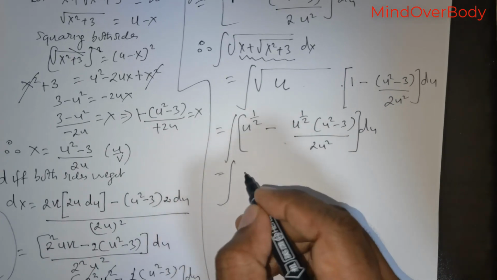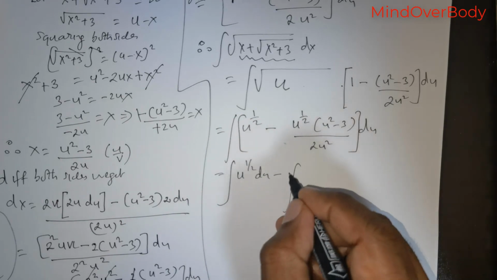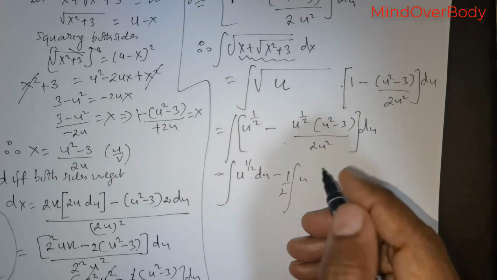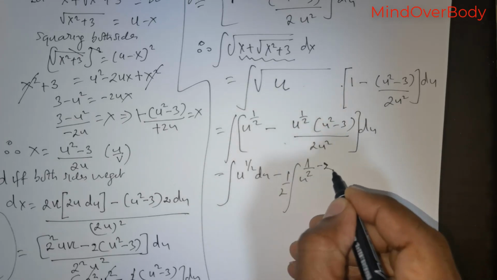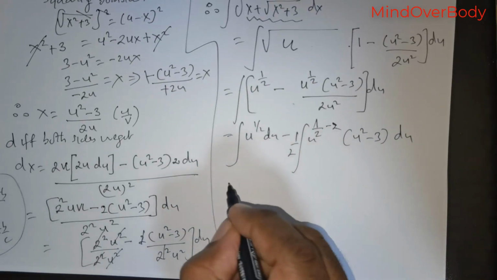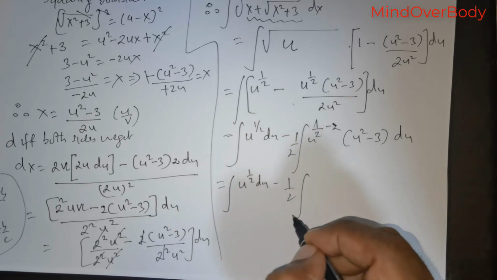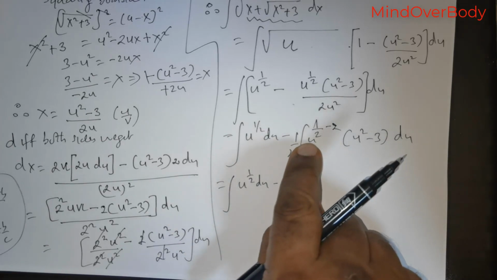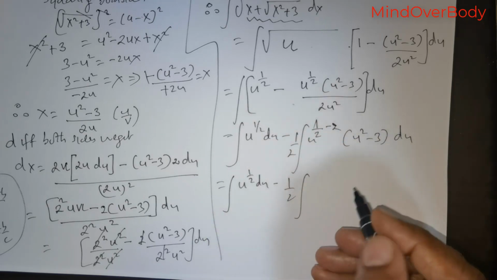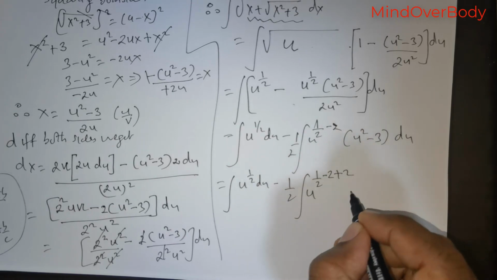Now this can be further rewritten as the integral of u raised to the power of 1 over 2 times du minus. Now 1 over 2 can be taken out. Now push this 2 to the numerator, so it's going to be 1 over 2 times u squared minus 3 times du. So this is going to be the integral of u raised to the power of 1 over 2 du minus 1 over 2. Now distribute u raised to the power of 1 over 2 times u squared minus 3. So that's going to be u raised to the power of 1 over 2 minus 2 plus 2.